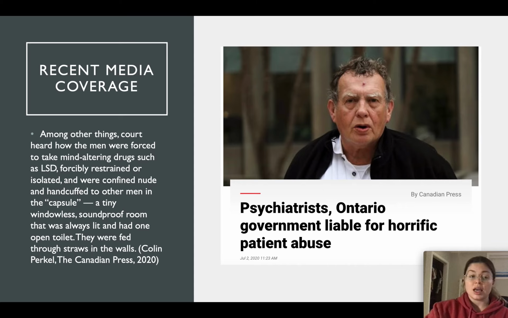So as you can see, this is a clear ethical violation of the patient's rights, and I'm glad to see that these psychiatrists and the Ontario government are being held accountable.